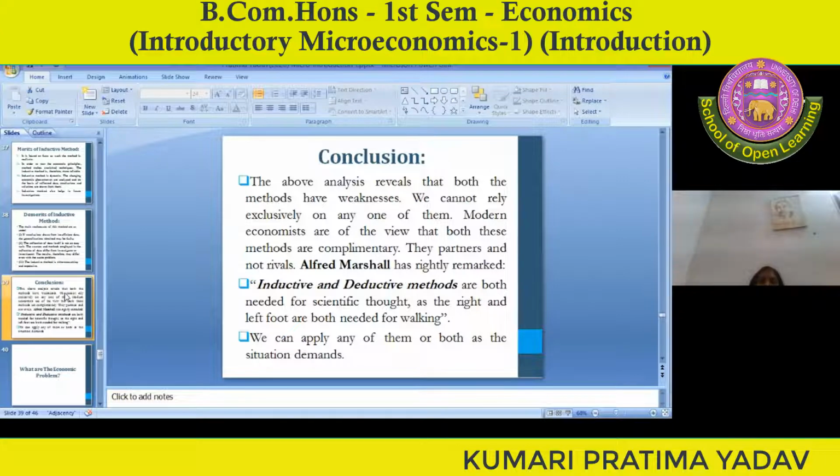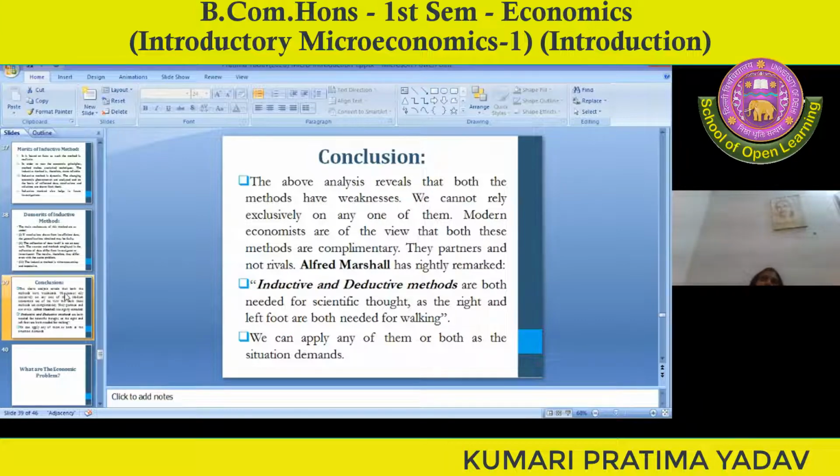Alfred Marshall has rightly remarked, and how did he rightly remark? Inductive and deductive methods are both needed for scientific thought, as the right and left foot are both needed for walking. I agree. Because some of the things you find from general to hypothesis, theory you make, some of the very small minute areas, then you try to generalize it.